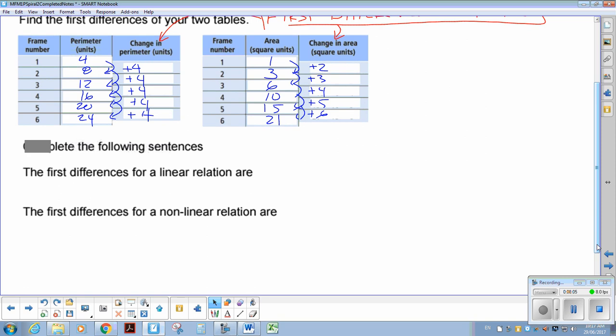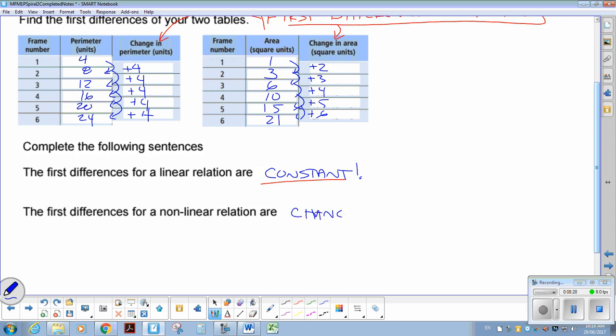So complete the following sentence. First differences for a linear relationship are constant. All right, if your first differences are constant or the pattern is the same, then you are dealing with a linear relationship. First differences for a non-linear relationship are changing. Okay, they're always changing.